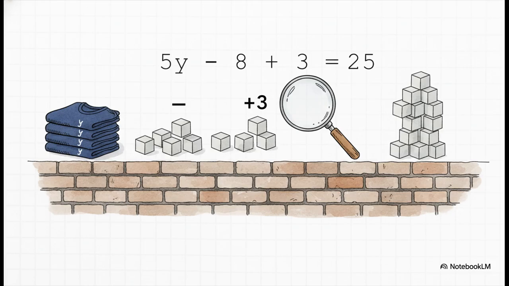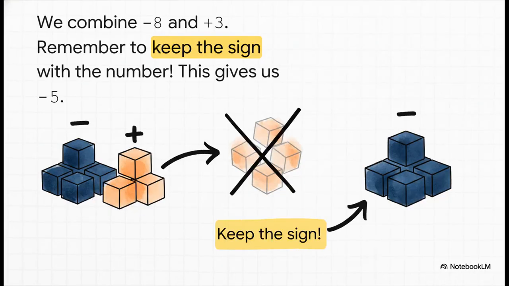This time, we've got 5y minus 8 plus 3 equals 25. So what are the like terms on the left side this time? It's not the variables, right? It's the constant numbers. Exactly.